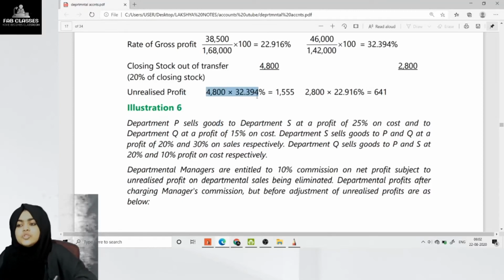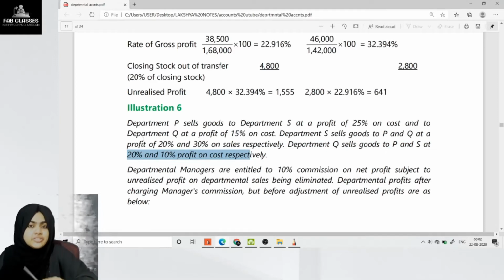So P is selling goods to S and Q at respective profits, and Department S is selling goods to P and Q at their respective profits on sales respectively, and Department Q sells goods to P and S at 20% and 10% profit on cost respectively. So in short, there is interdepartmental transfer between three departments, and that too after taking some amount of profit. The departmental transfer is not at cost price, it is at the market price or the selling price after adding the profit element.